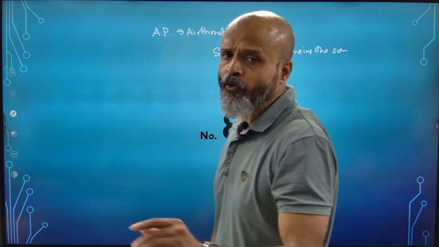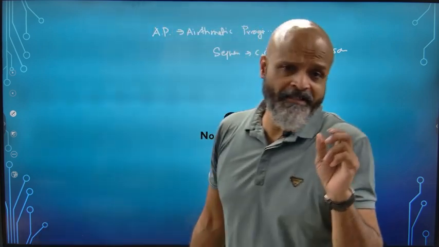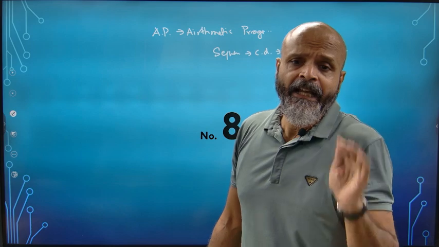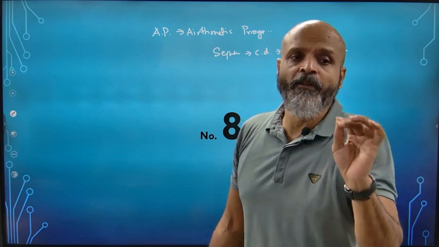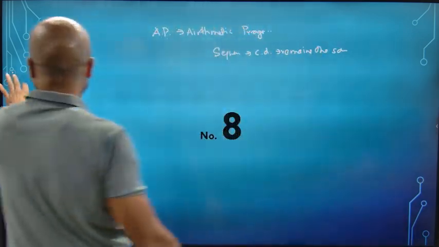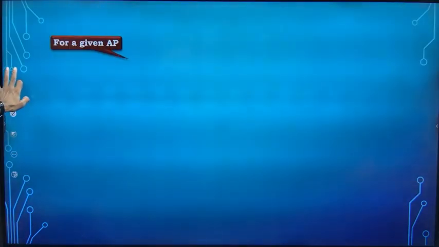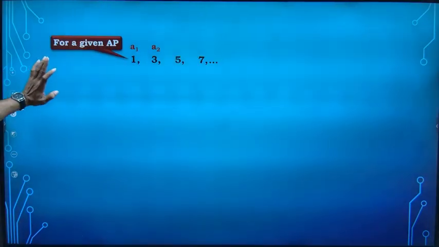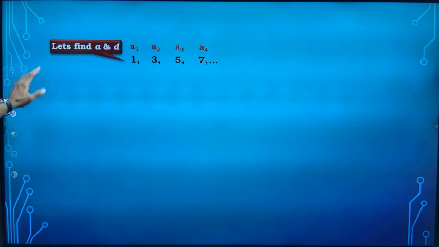Okay, so all throughout the series, if you happen to calculate the difference between any two consecutive terms, you will always find that the common difference remains the same. Okay, so that way we'll call it an AP. So for a given AP, let's say 1, 3, 5, 7, let us find A and D.